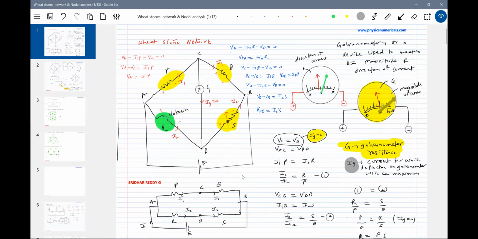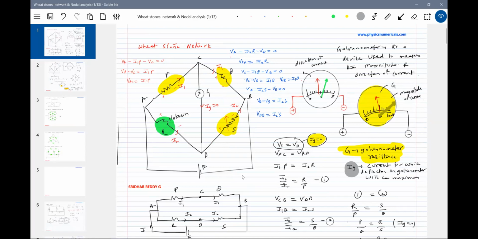So I agreed. Then what is VCB? All these things I'll highlight, which I'm going to substitute. Okay, look at this one. What is VCB equal to? I1Q. What is VDB equal to? I2S. So I1 by I2 equals S by Q. I have two equations, 1 and 2. Let me divide these two. I1 by I2 will get cancelled out. So what do we end up with? R by P should be equal to S by Q.